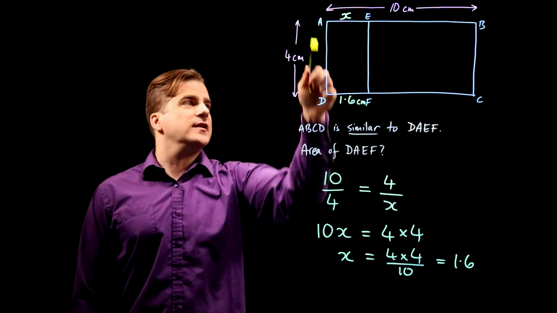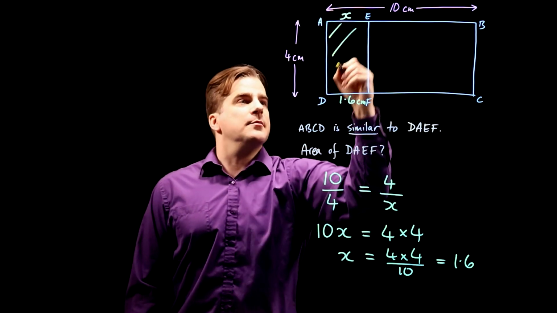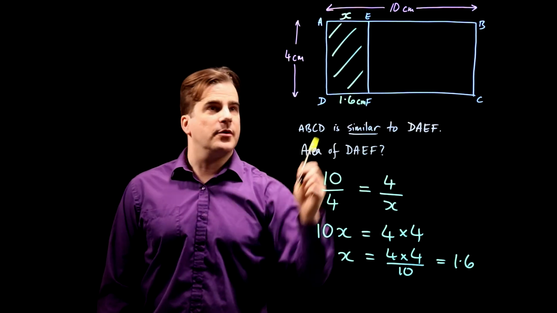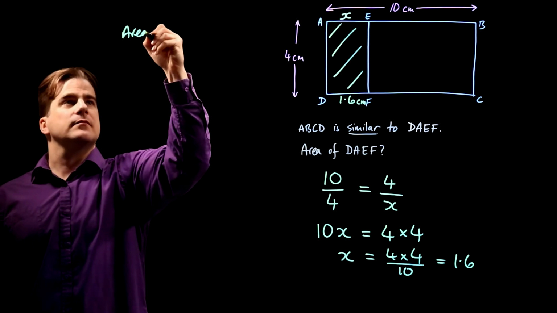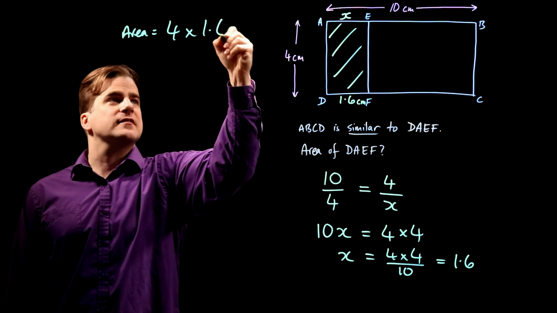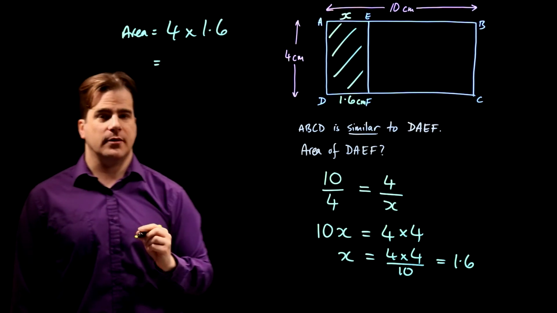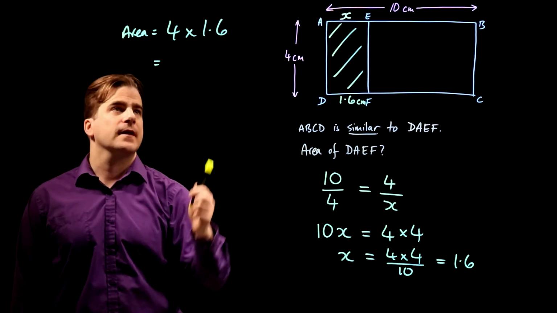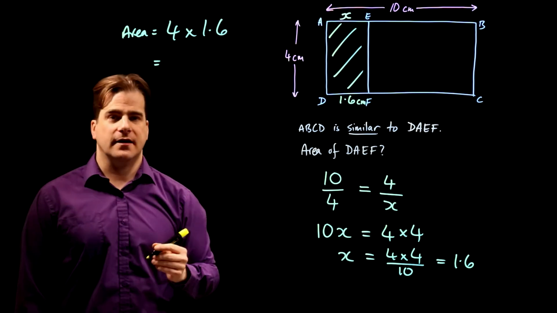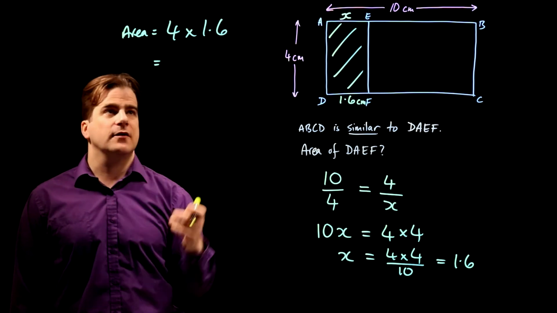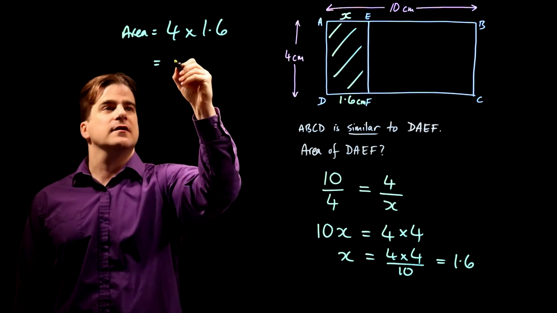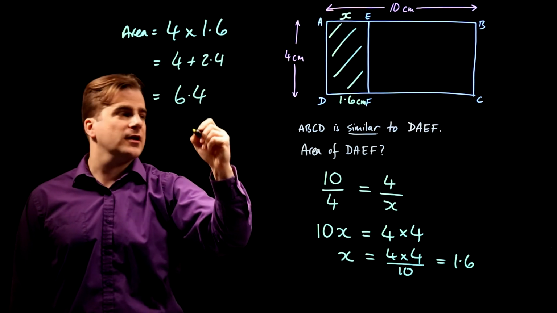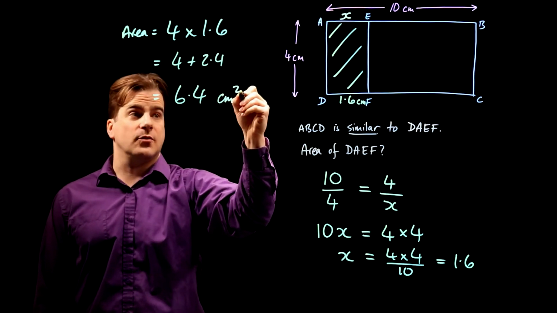Right, we want the area of DAEF. So simple, all we have to do is multiply that side by that side. So the area is 4 times 1.6. This is non-calc, so we have to do it in our heads. 4 times 1 is 4. And 4 times 0.6, well, 4 sixes is 24, so 4 times 0.6 is 2.4. So it's going to be 4 plus 2.4, which is 6.4 centimetres squared, because it's area.